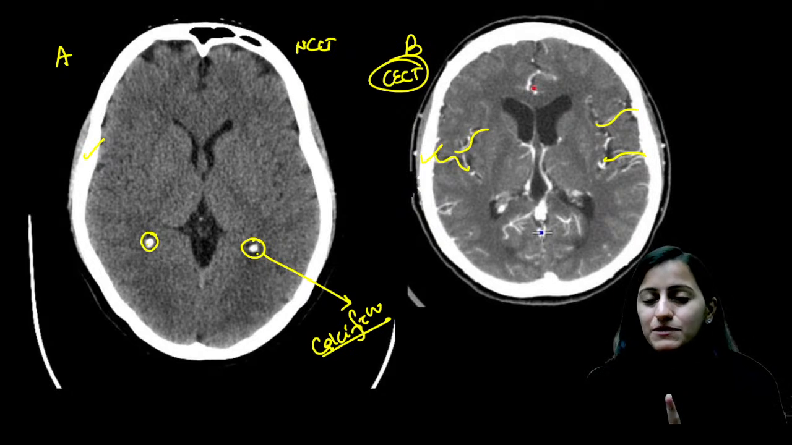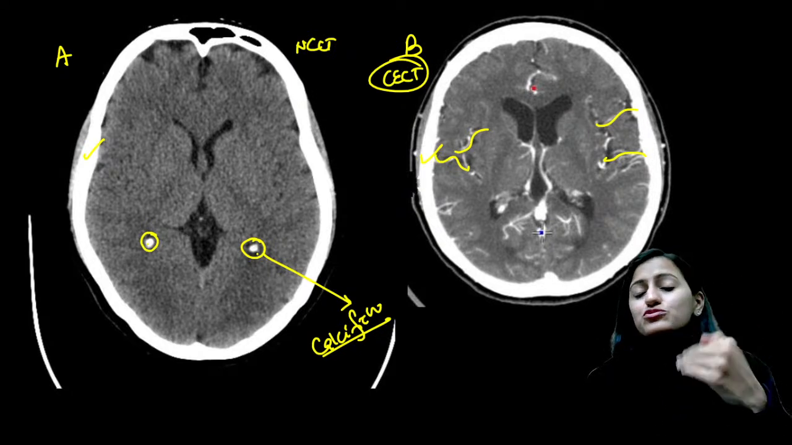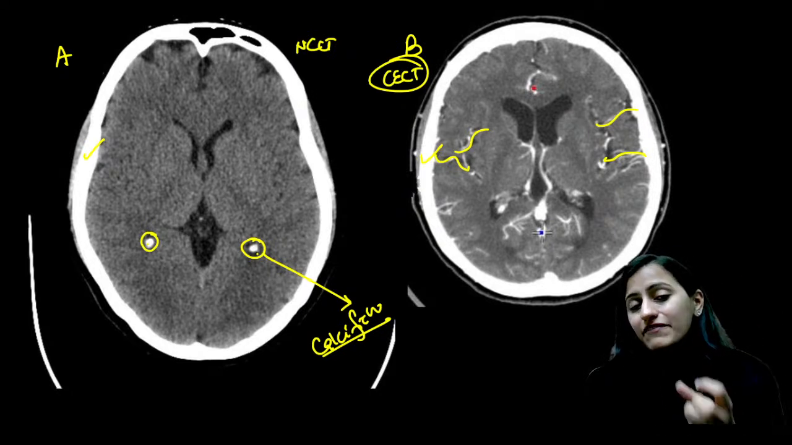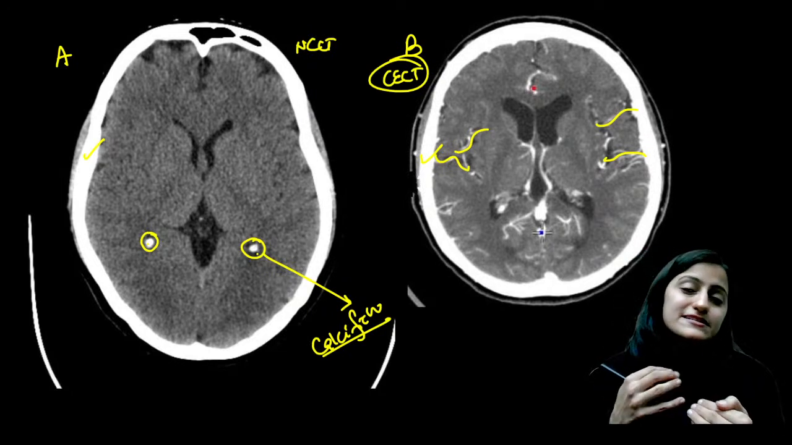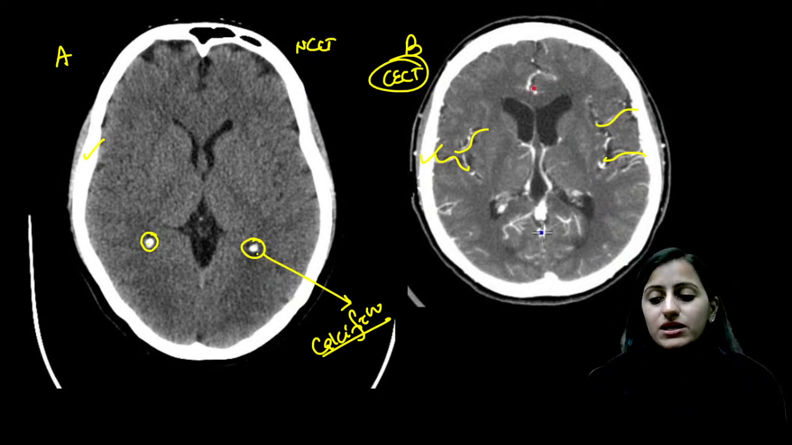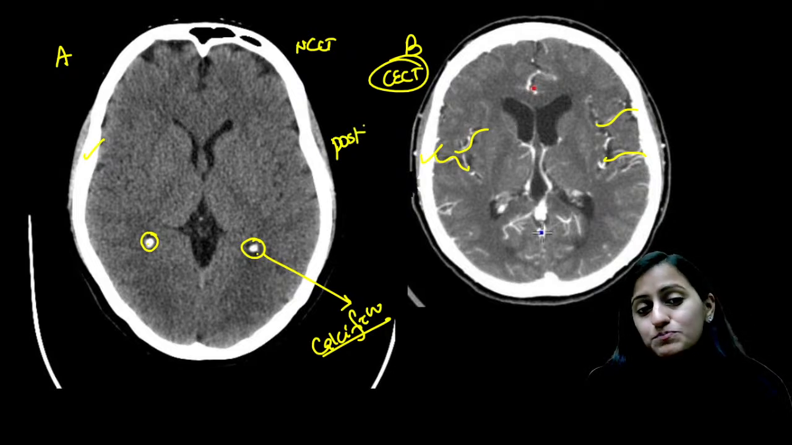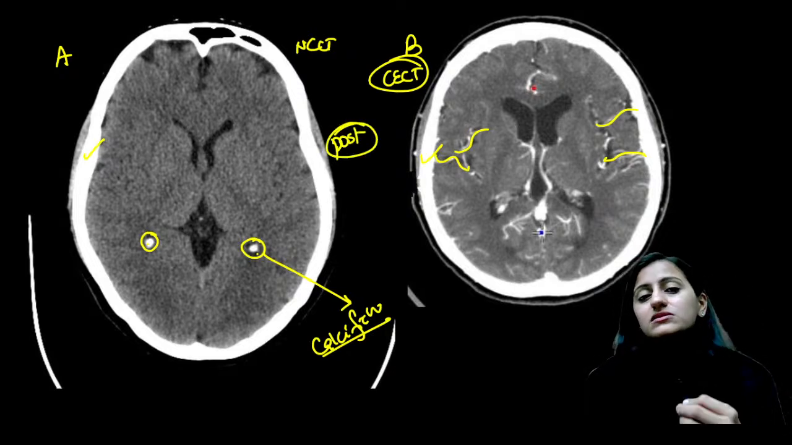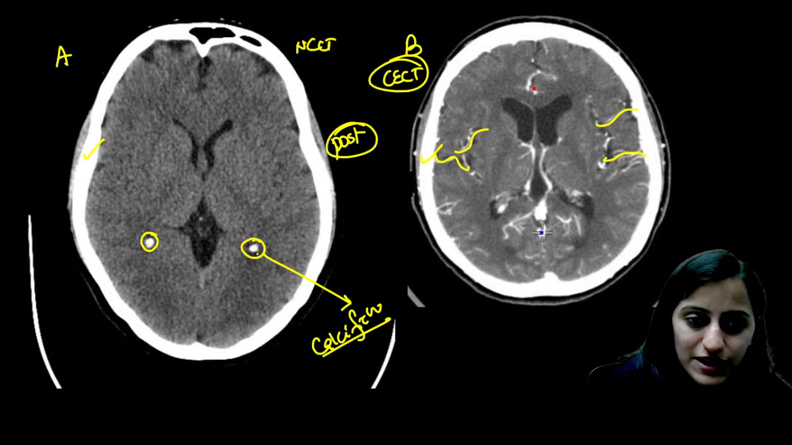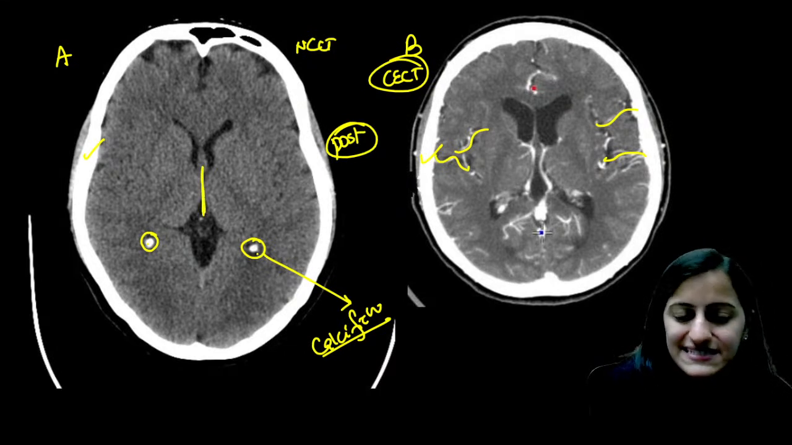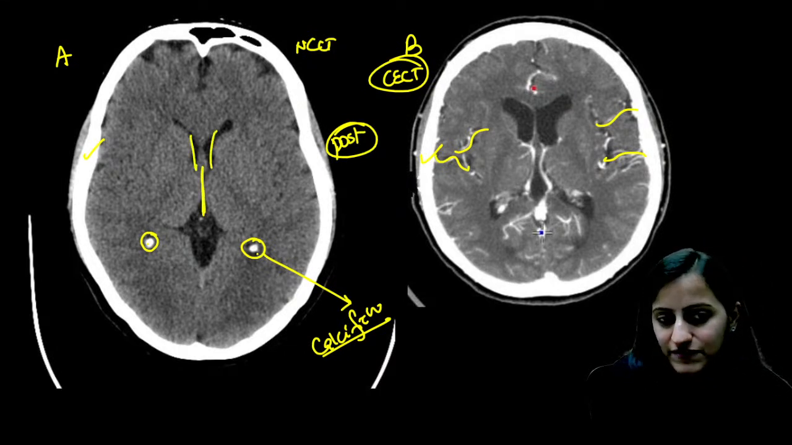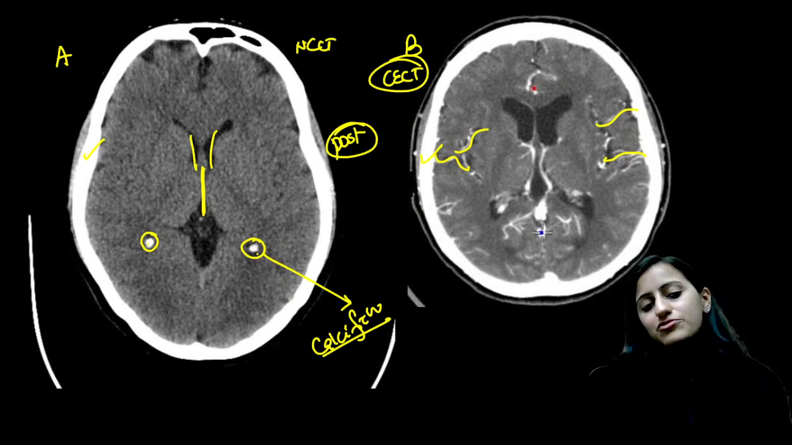Where is the pineal present? Anatomy wise, relation to the third ventricle. It is related to what wall of the third ventricle? It is present on the posterior wall of the third ventricle. Where is the third ventricle? Right in the midline, slit-like structure. These are the lateral ventricles opening into the third ventricle.